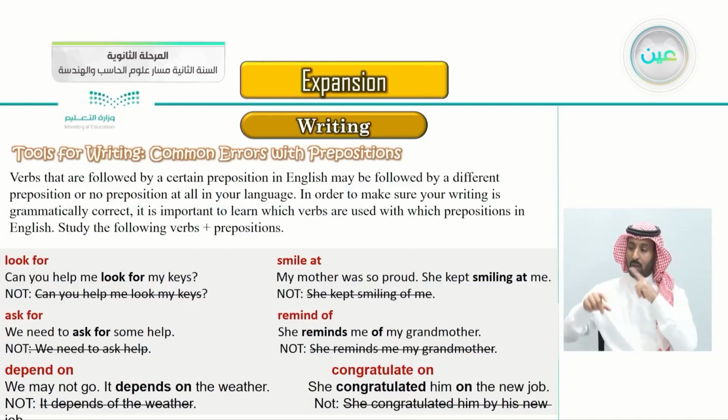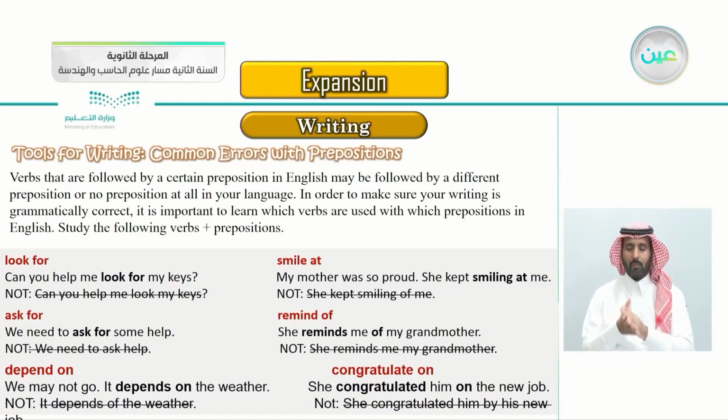Can you help me look for my keys? And not, can you help me look my keys? So you have to put the preposition for. You can't say, help me look my keys. Help me look for my keys.